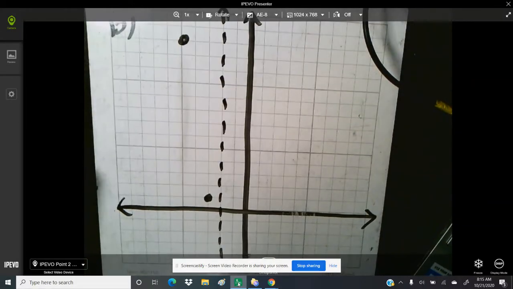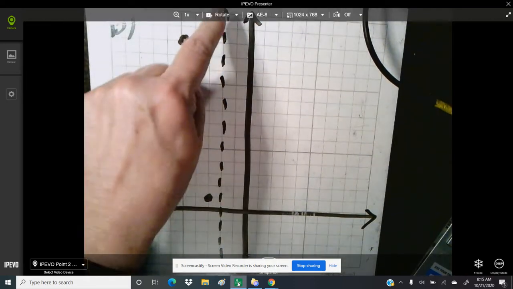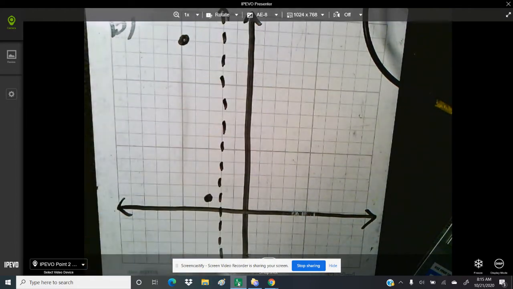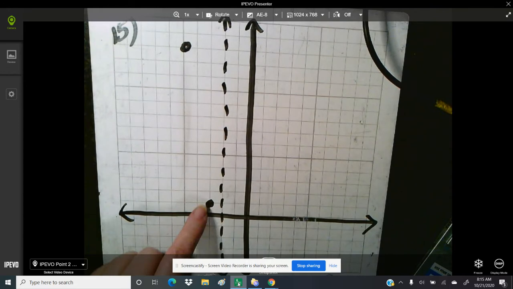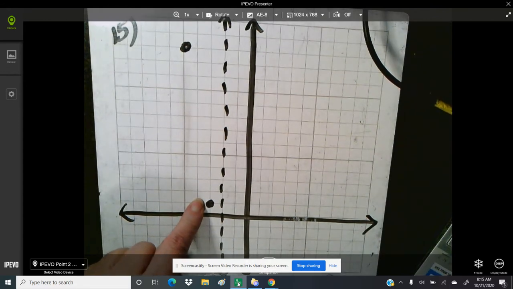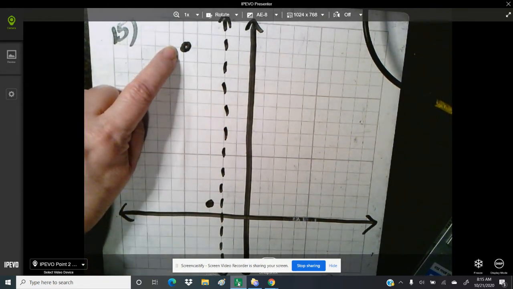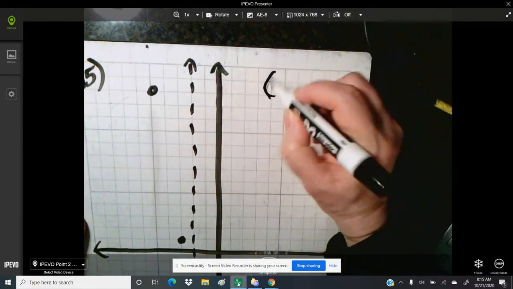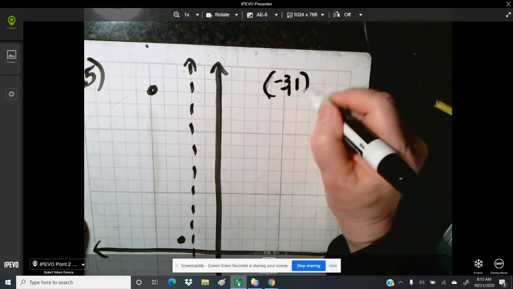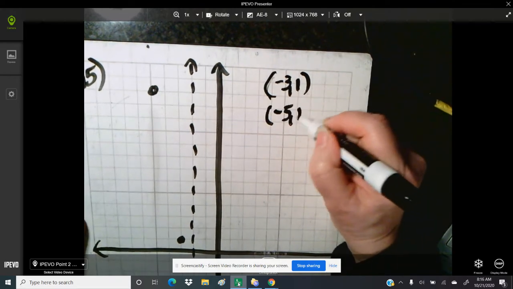All right, so this is number 15 on Solve Quad 12. They say find the equation of a parabola which has x = -2 as its axis of symmetry, and it passes through points (-3, 1), so this point here, and (-5, 13), so this point up here. Well, I have 2 points then: (-3, 1) and (-5, 13).